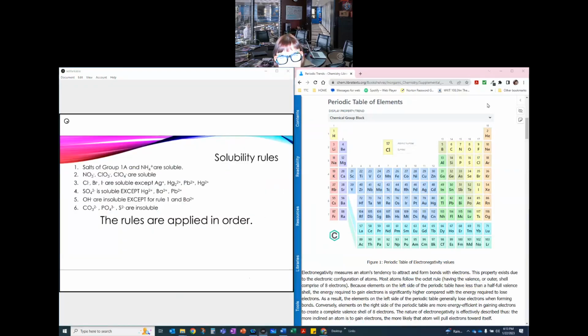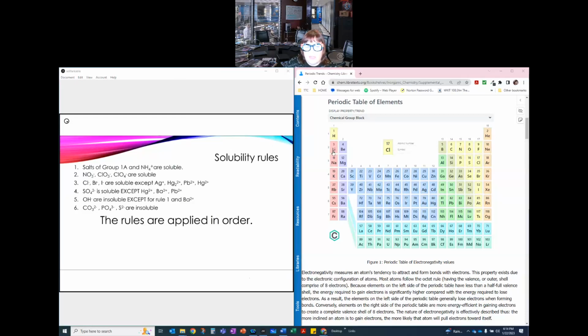And group 1A, that's this group right here, my alkali metals. Those are going to be soluble. NH4 plus, also being a single charge, those are always going to be soluble. So if I have an NH4Cl, that's soluble. If I have an NaCl, that's soluble. KCl, RbOH, any of those things that are +1 in that first group right here, that alkali metal group, those are going to be soluble.